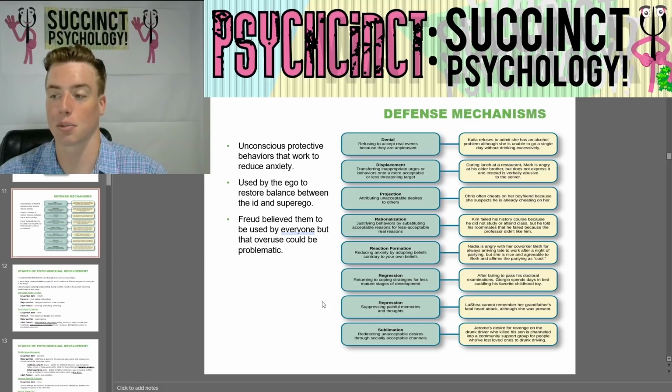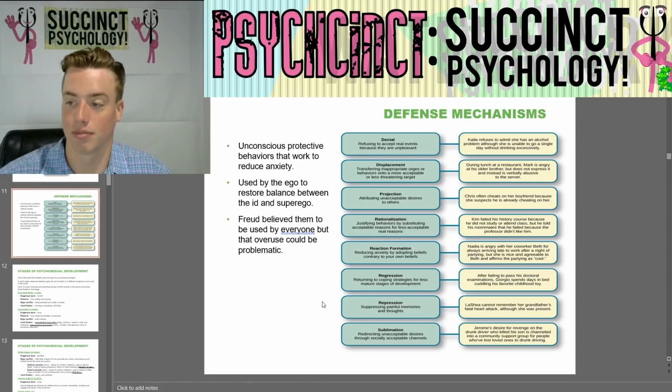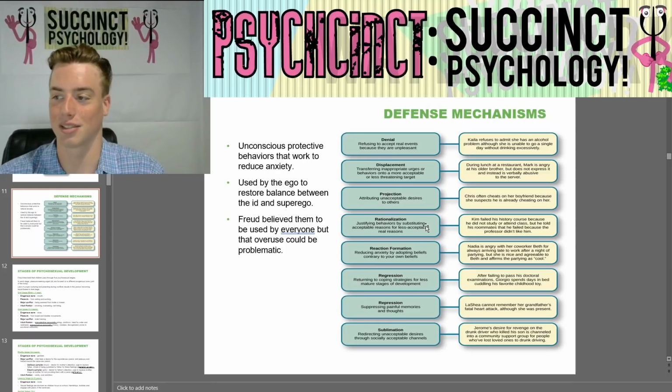Projection, attributing unacceptable desires to others. For example, Chris often cheats on her boyfriend because she suspects he's already cheating on her. So these are not some good defense mechanisms. Rationalization is justifying behaviors by substituting acceptable reasons for less acceptable real reasons. So, Kim failed his history course because he did not study or attend class, but he told his roommates that he failed because the professor didn't like him. That's him trying to rationalize it for himself.